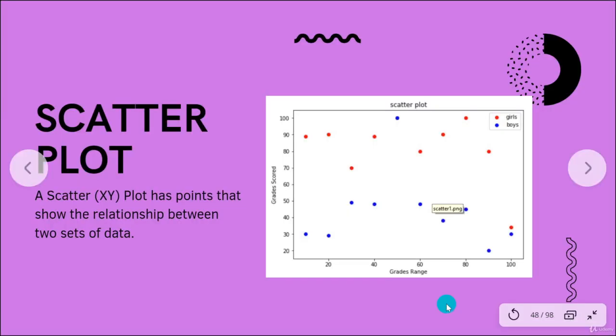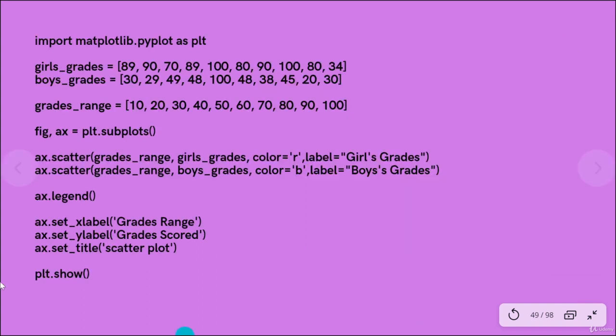A scatter plot shows the relationship between 2 sets of data, how the 2 sets of data vary with each other. It's like whether 2 data sets move in a similar direction to each other or move opposite to each other. This can be very well visualized with the help of a scatter plot. We have discussed this earlier also, so it's a quick review. Let's say, for example, I have the data in the form of the grades that have been scored by girls and the grades that have been scored by boys. So I have defined my grade range here.